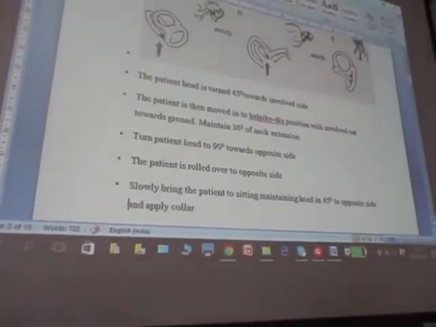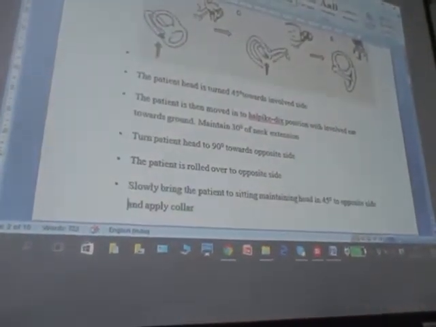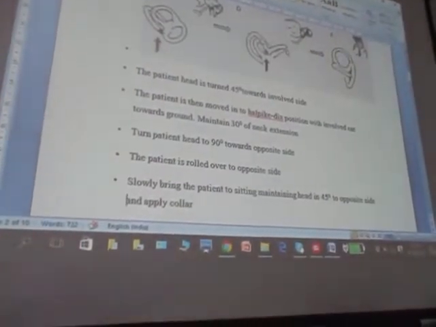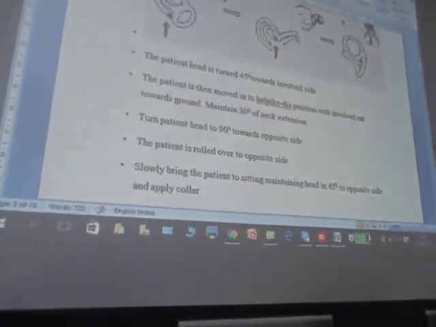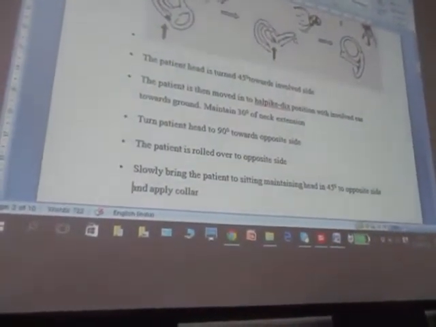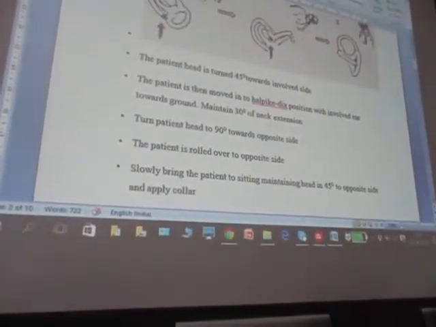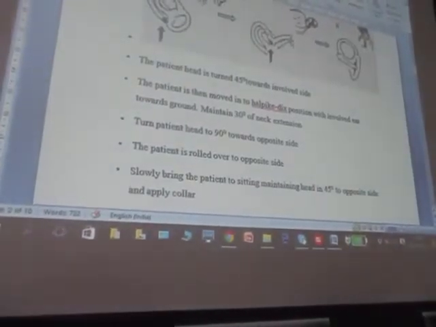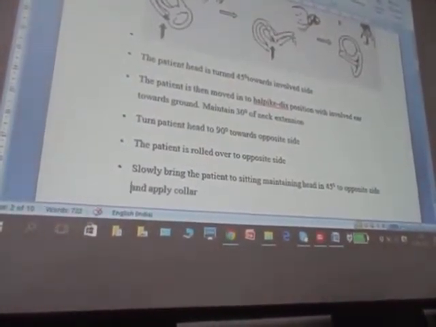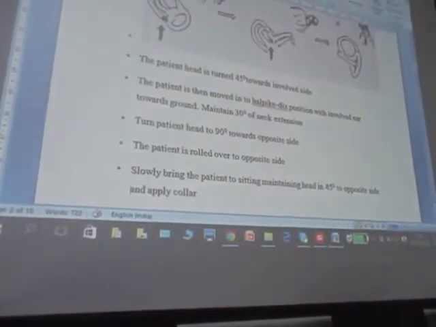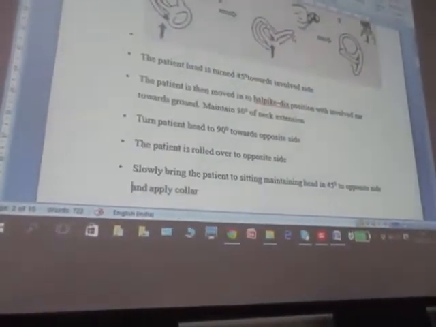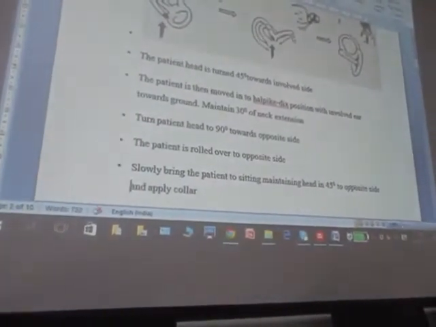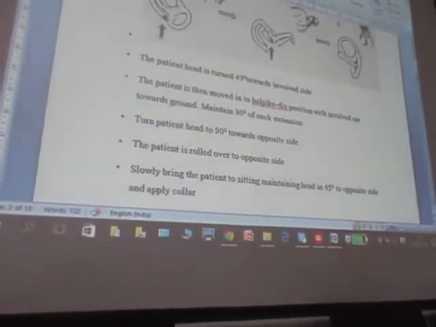Then the patient is moved into Hallpike position with the involved ear towards the ground. Means if my right ear is affected, I have to turn the patient 45 degrees and make the patient's head, with the right ear down, go to 30 degrees. Maintain 30 degrees of neck extension. Turn the patient's head 90 degrees towards the opposite side. The patient is rolled over to the opposite side. Then slowly bring the patient to sitting. Maintain the head in 45 degrees to the opposite side.